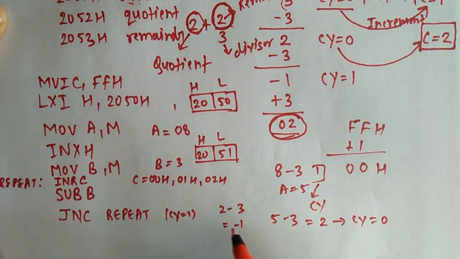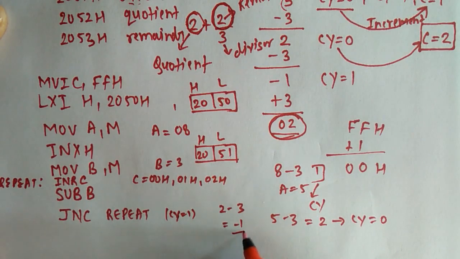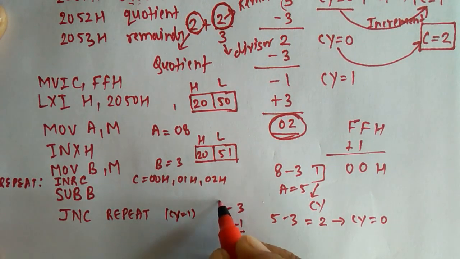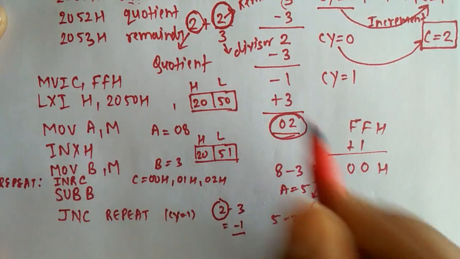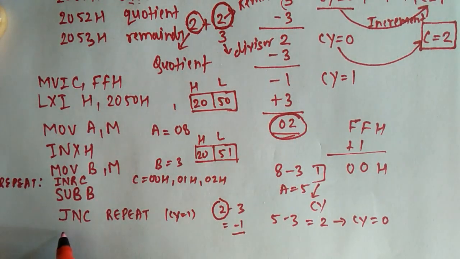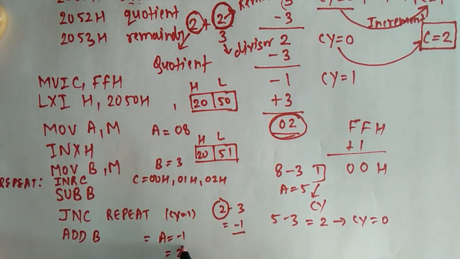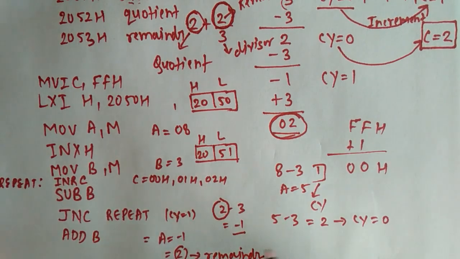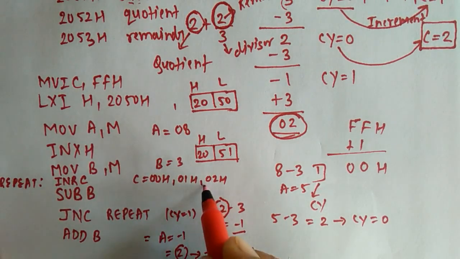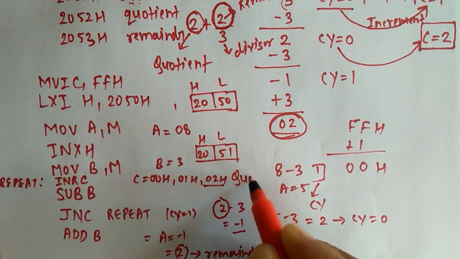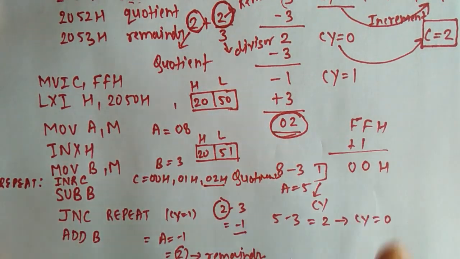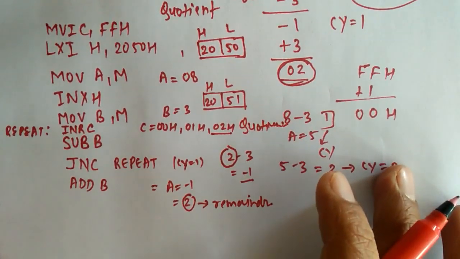And remember that this time the content of the accumulator is minus 1, and our quotient value will be 02 for our above said example. So in order to get the 2, we will have to add B again to the accumulator. Remember at this stage A will have minus 1, but after adding B you will get 2, and this 2 is our remainder that we have to store at a memory location, and the content of C, that is 02, is our quotient. So now we only have to store the result in memory.